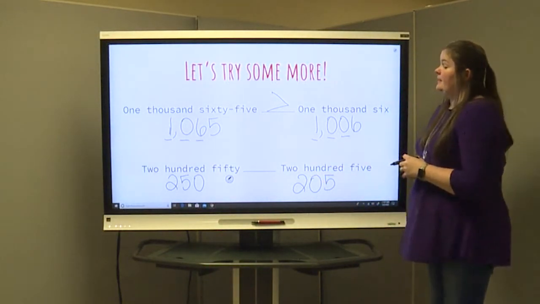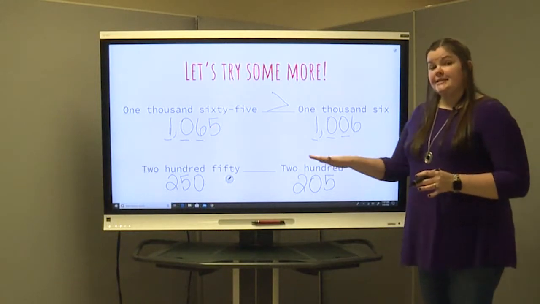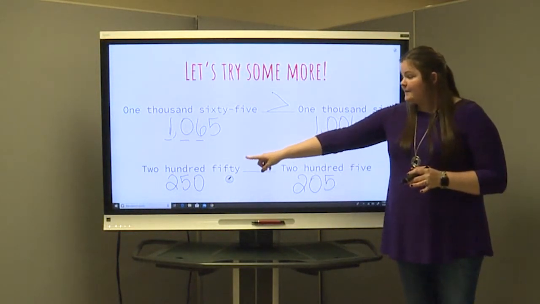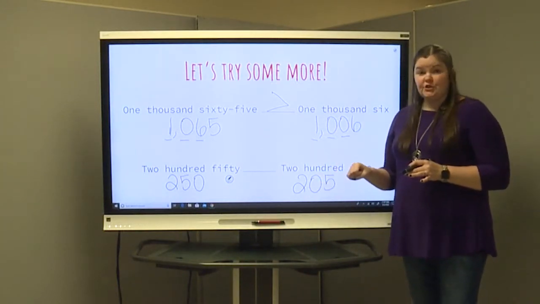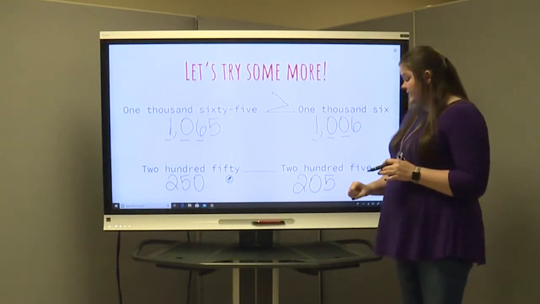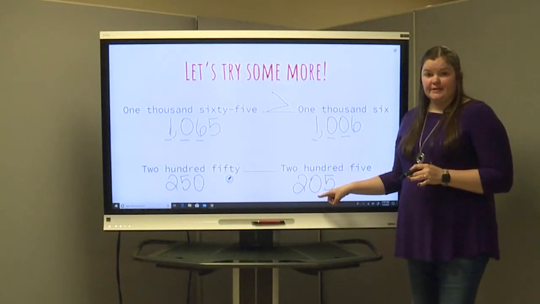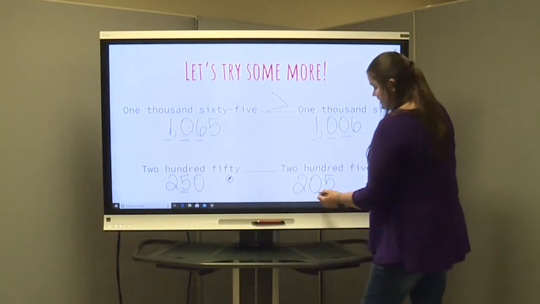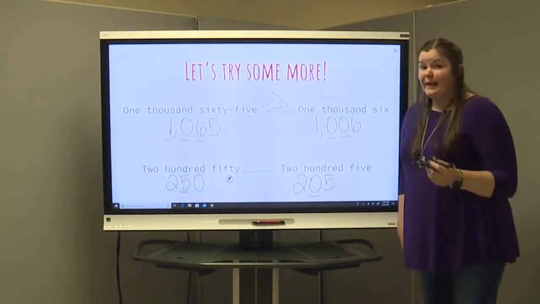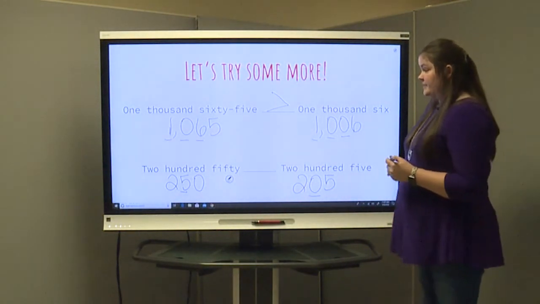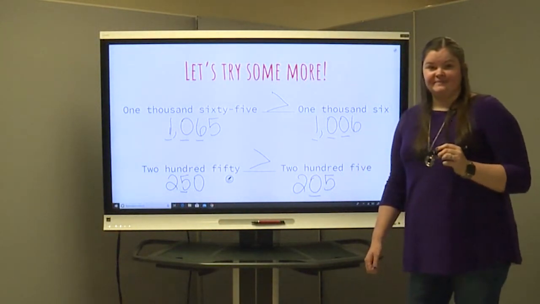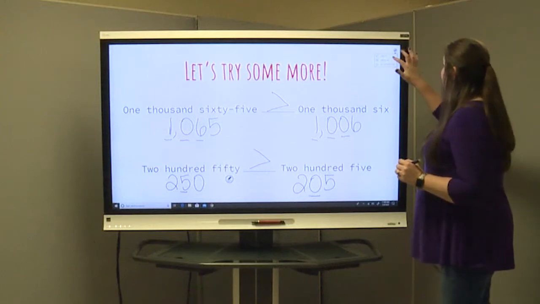205. Now, there are the same digits in these two numbers. However, they're not the same numbers. I'm comparing 200s to 200s, 5 tens, but this is only 0 tens. So we can stop there. I can see that that 5 tens is definitely larger or bigger than those 0 tens. So this one is also going to be greater than. All right, let's keep going.